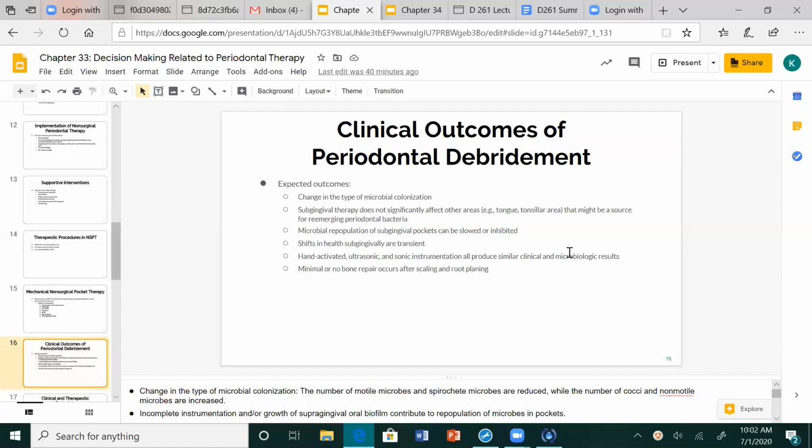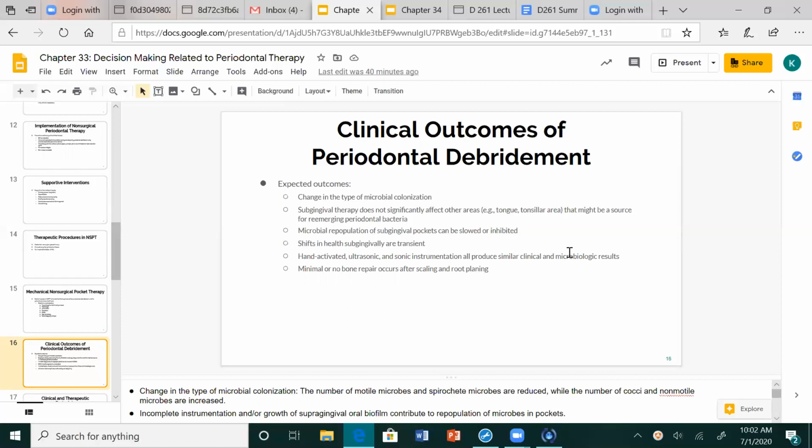So cleaning subgingivally, sub and supra even, doesn't remove bacteria from the tongue or tonsillar areas, which can be a source for reemerging periodontal bacteria. So showing patients how to clean their tongue, and you can tell when it's time for someone to clean their tongue because their papilla get elongated and stained, or you can smell it.